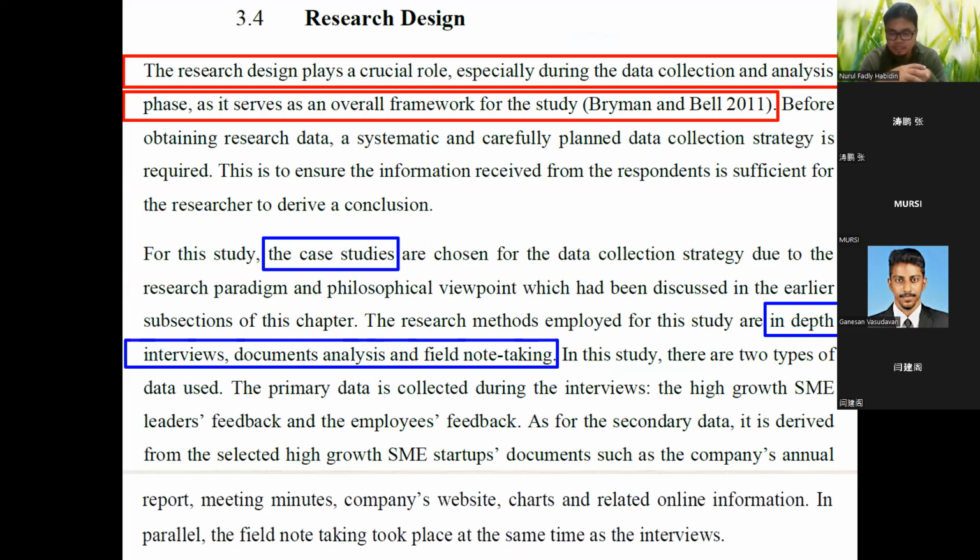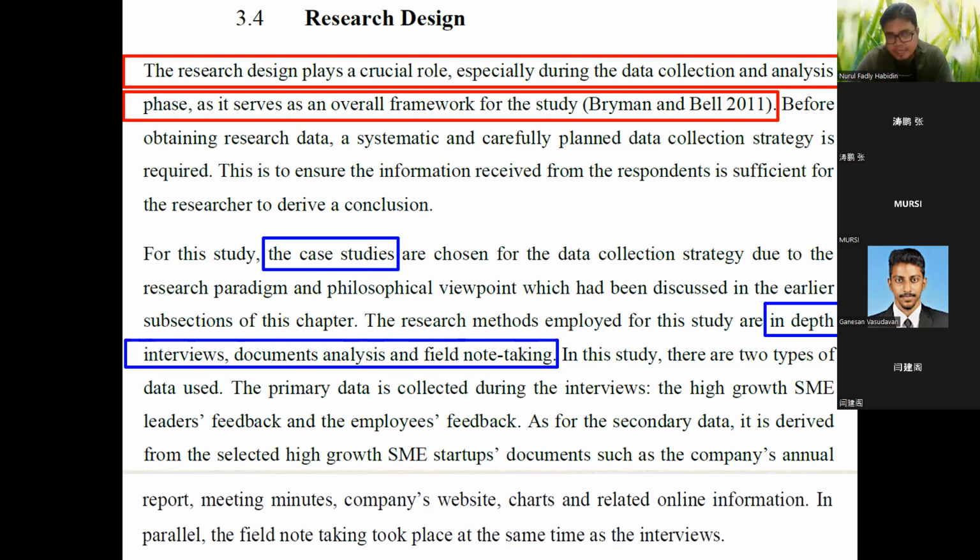They start in the first paragraph: the research design played a crucial role, especially during the data collection and analysis phase, and serves as an overall framework for the study. It's the same as what I explained before, the definition and introduction of what research design is. That's why research design is really important to show your overall research activity and framework. Before obtaining the research data, a systematic and carefully planned data collection strategy is required, to ensure the information received from the respondents is sufficient for the research to derive a conclusion.